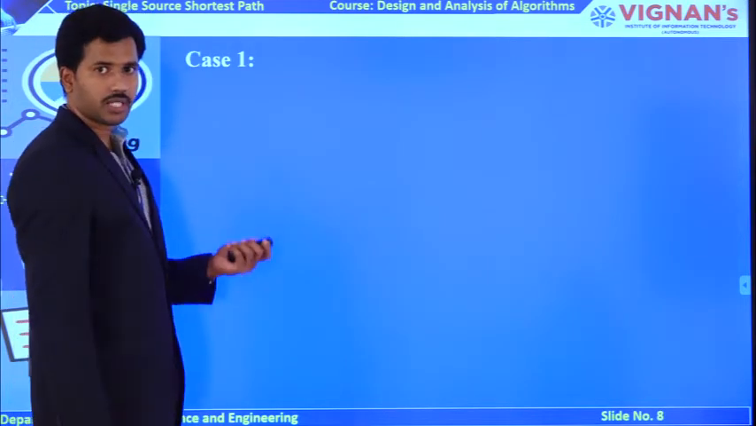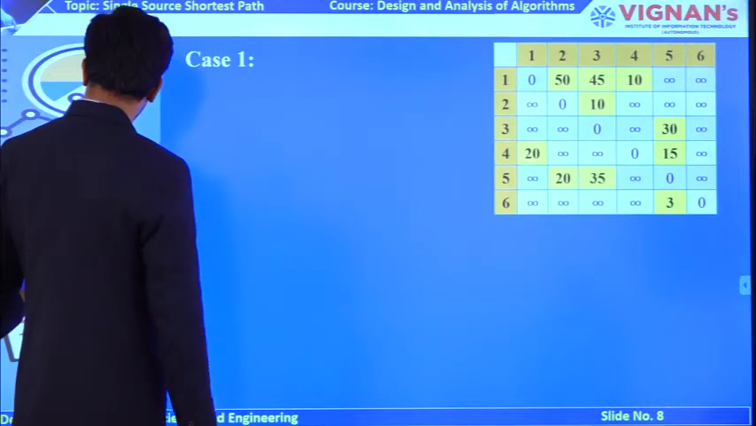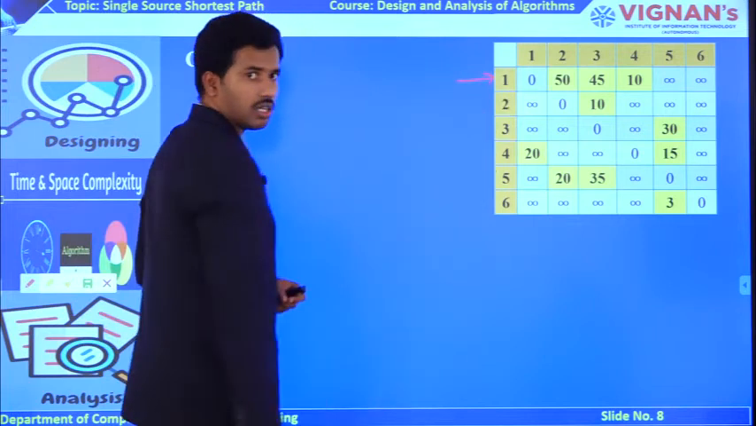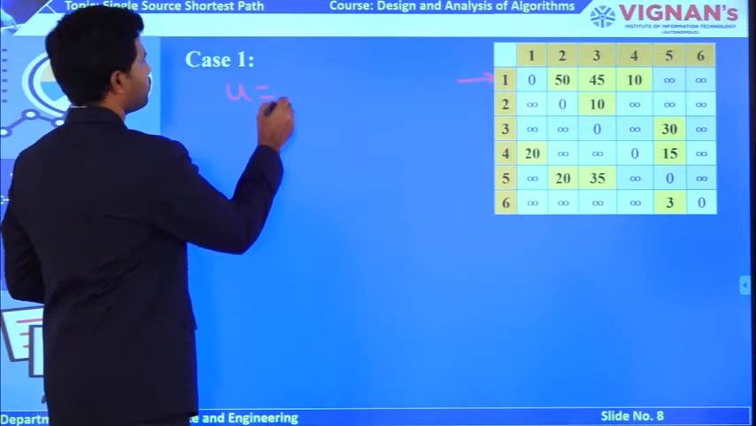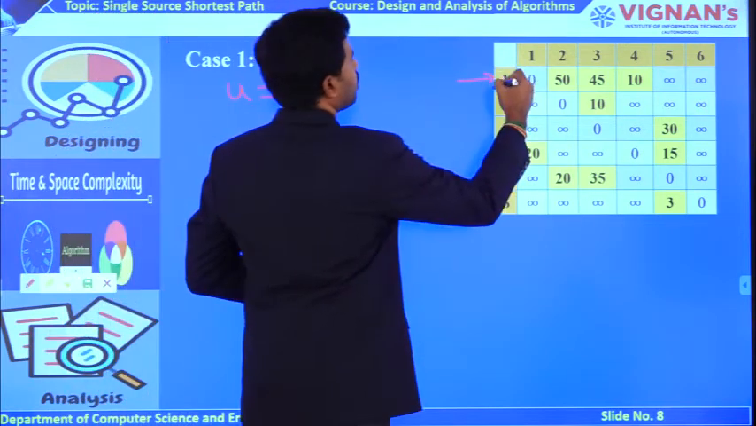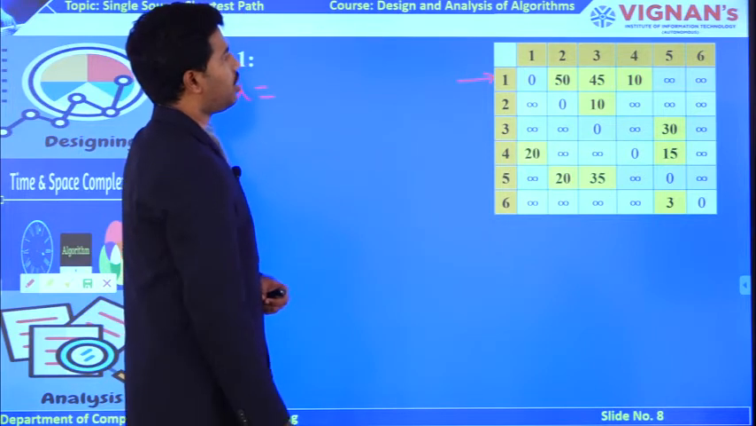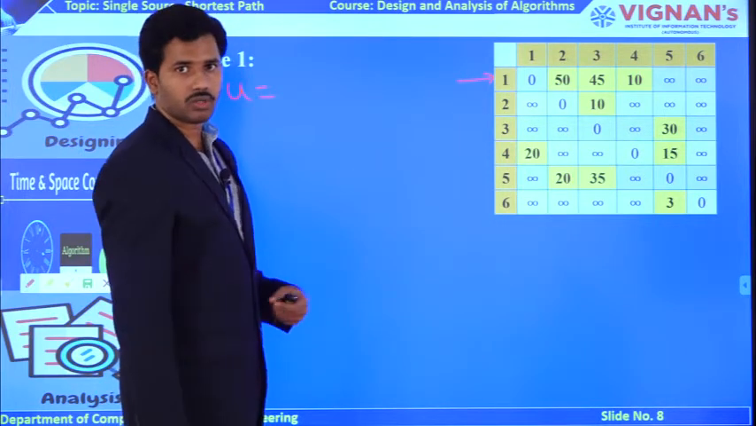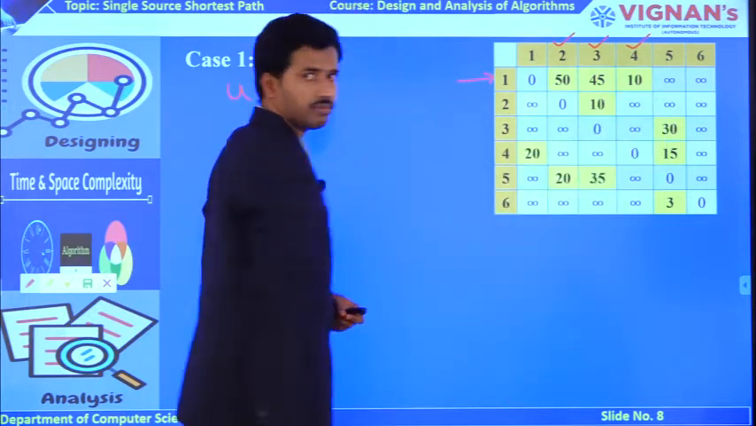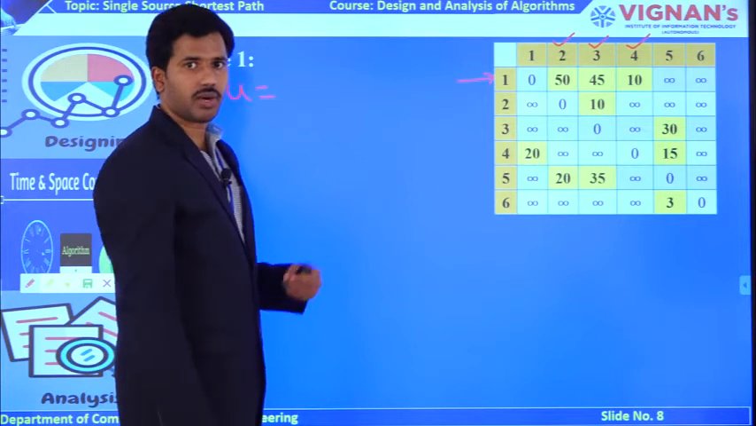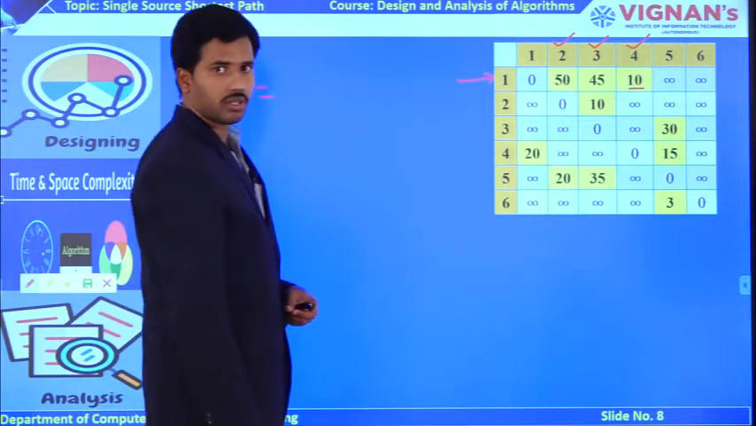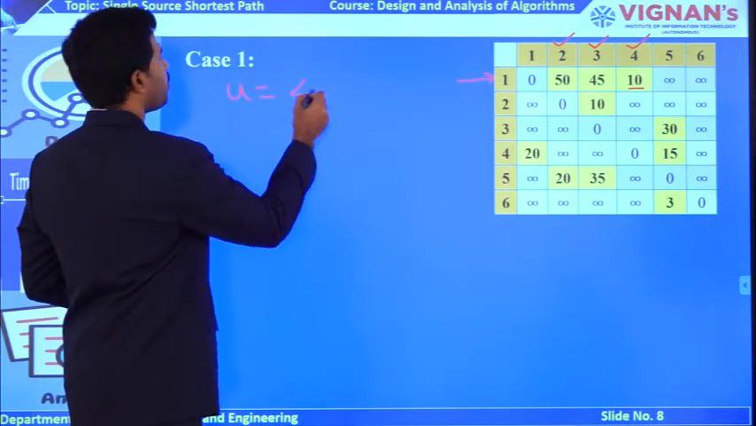Let us discuss case 1. If we observe the adjacency matrix very carefully, you are at 1, and your target is to choose U. How to choose U? From 1, find the adjacent vertices available to my source vertex. From 1 you can move to 2, 3, and 4. Among these 3 vertices, which one generates the minimum cost? Ultimately vertex 4. So my U becomes 4.